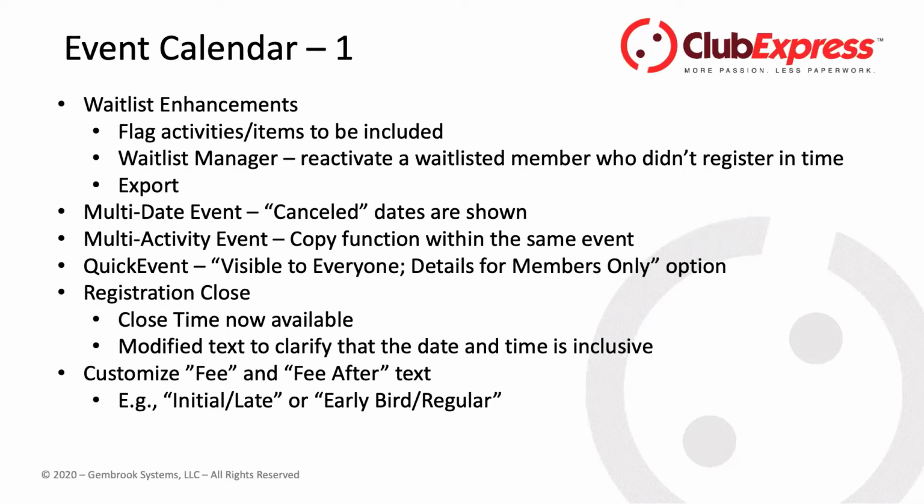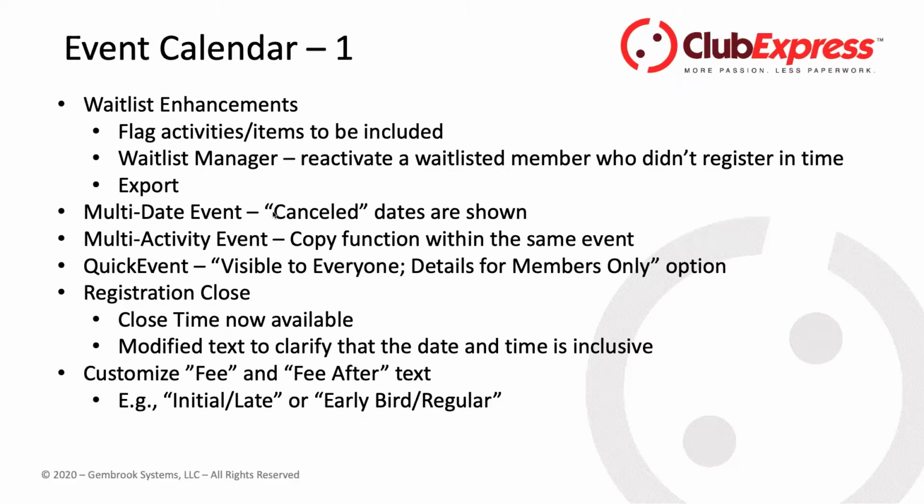Event calendar. We've made a number of enhancements in the event calendar, and we're continuing to work on the calendar as well. So there's a couple of things here that haven't quite been deployed yet, but they're in final testing right now, and they'll be deployed probably by the end of the week. So a couple of enhancements to the waitlist. In a multi-activity event, you can now flag which activities or items need to be included to determine whether the waitlist should be invoked. In the waitlist manager, you can now reactivate a waitlisted member who didn't register on time. And there's also a new export. You can export and get a list of everybody on the waitlist.